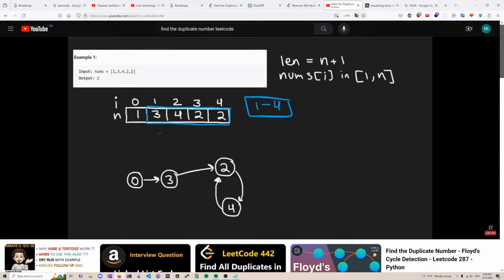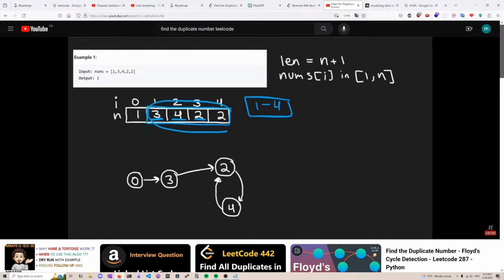So it's not hard to see that this portion is going to form a cycle, because no matter what value we look at, it's going to point at some other value inside of this range. There's never going to be an exit condition. None of these values are going to point outside of the range, either, you know, over here or over here. None of them are going to point outside of the range.